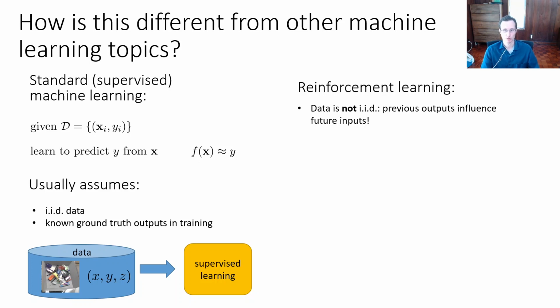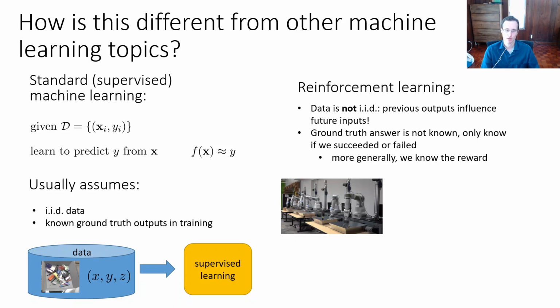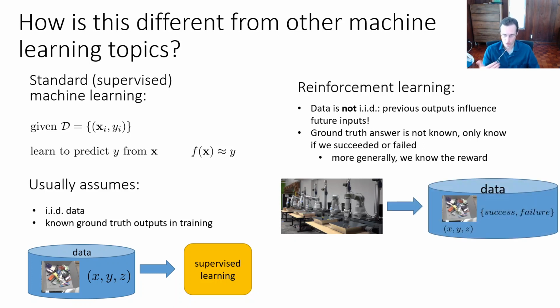Reinforcement learning does not assume that the data is independent and identically distributed, in the sense that previous outputs influence future inputs. Things are arranged in a temporal sequence, and the past influences the future. Typically, the ground truth answer is not known. It's only known how good a particular outcome was, whether it was a failure or a success, or more generally, what its reward value was. So, in reinforcement learning, you might collect data, but you can't simply copy that data. That doesn't actually lead to success.